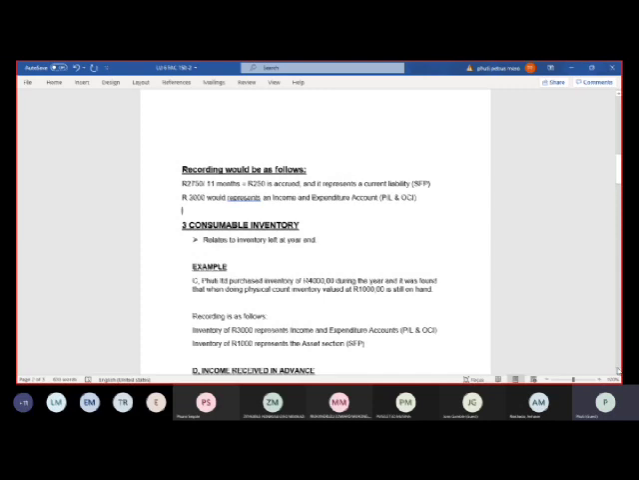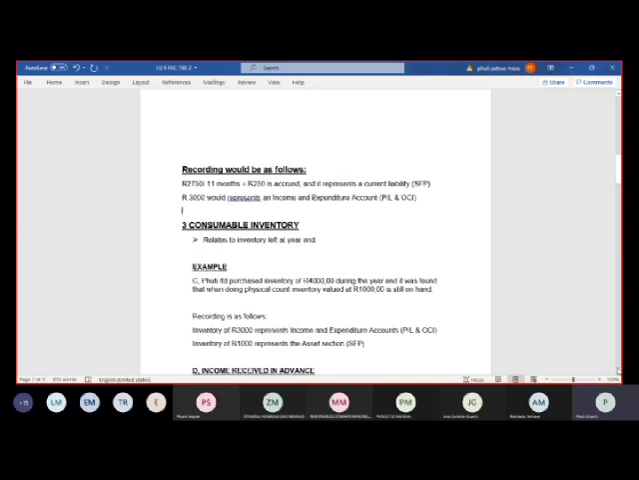Right, my example goes as follows. I purchased inventory with an amount of 4,000 rand during the year, and it was found, when doing a physical count, that inventory valued at 1,000 rand is still on hand. This is exactly what I've just explained. Let's look at how the recordings were performed.